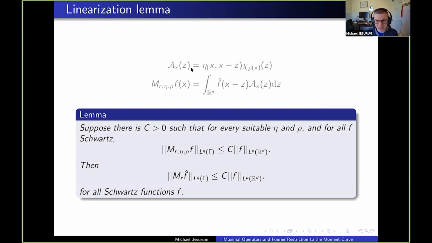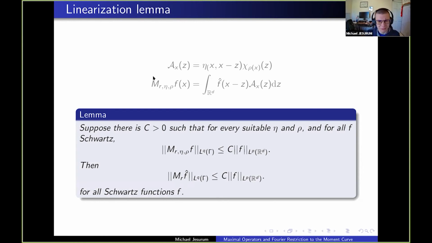And here's this lemma that says, if we can prove restriction bounds on every one of these MR eta rhos, for whichever class of eta and rho we're looking at, then we get bounds on the original nonlinear maximal operator that we're looking at.